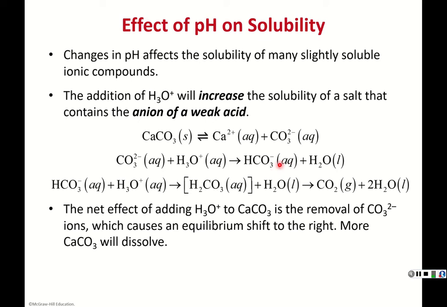There's another step down here as well, because this can add another proton and become carbonic acid, which is then in equilibrium with CO2 gas. Don't really need to know that part. But what you can think of is that by creating this HCO3 minus, you're pulling carbonate ions out of solution, and then you're going to shift this equilibrium and draw it more to the right. So that's going to increase the solubility of your calcium carbonate.